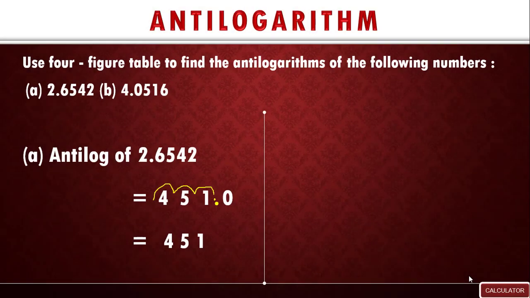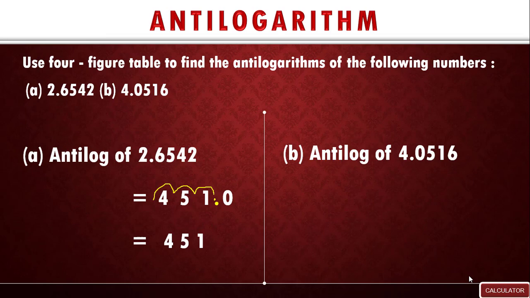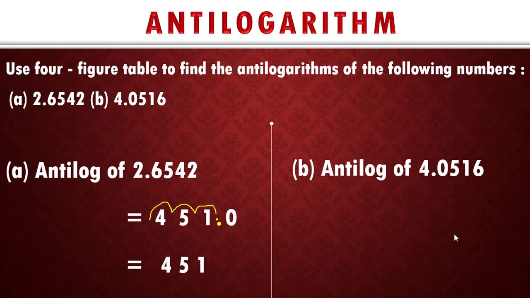Okay, let's look at the B part. We are looking for the antilog of 4.0516. So what we do here, we're going to check the antilog of 0.05 under 1 difference 6. So let's go into our 4-figure table to do that.